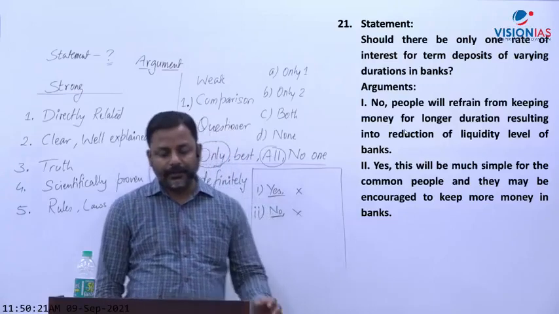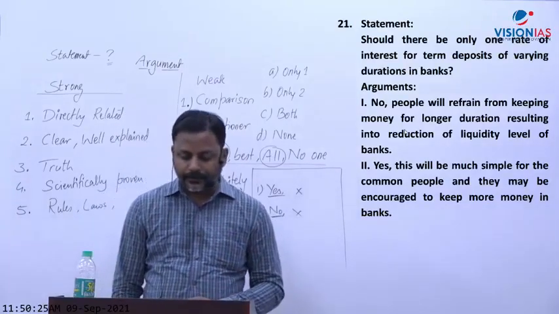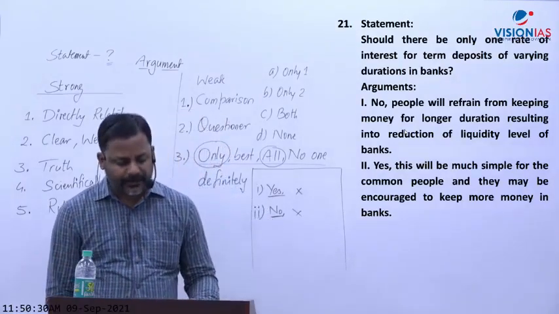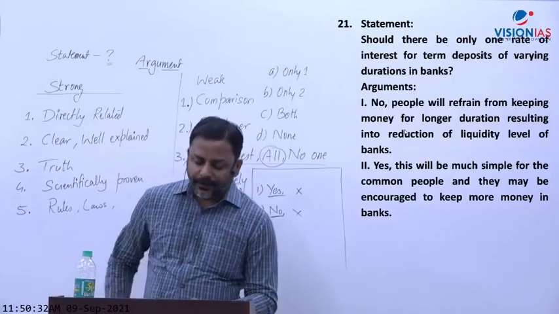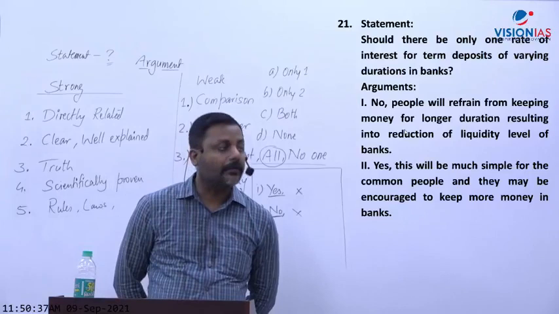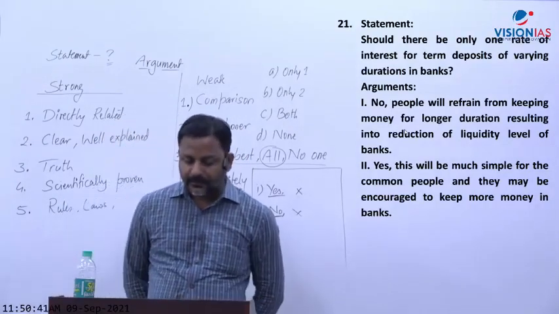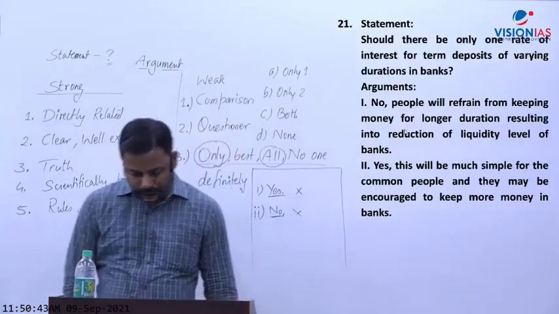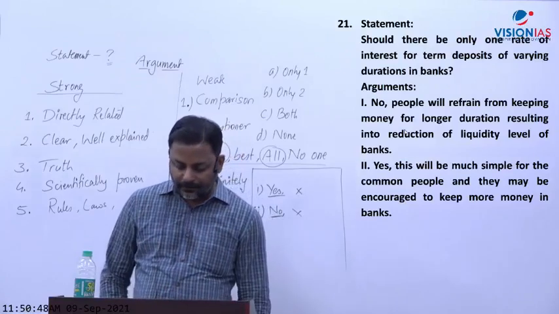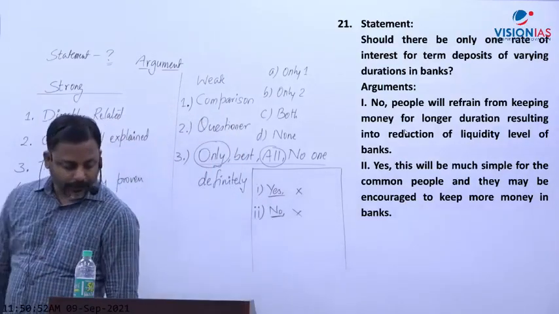Now, statement 21st. Should there be only one rate of interest for term deposits of varying duration in banks? Argument first, no. People will refrain from keeping the money for a longer duration, resulting in reduction of liquidity level of banks. And second, yes, this will be much simpler for the common people, and they may be encouraged to keep more money in the banks.